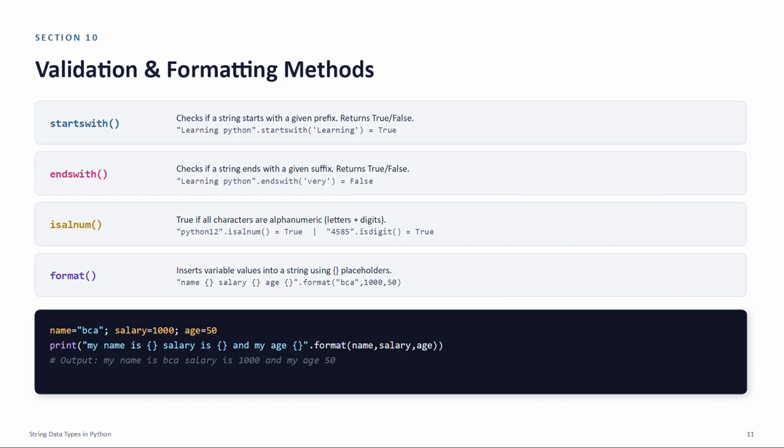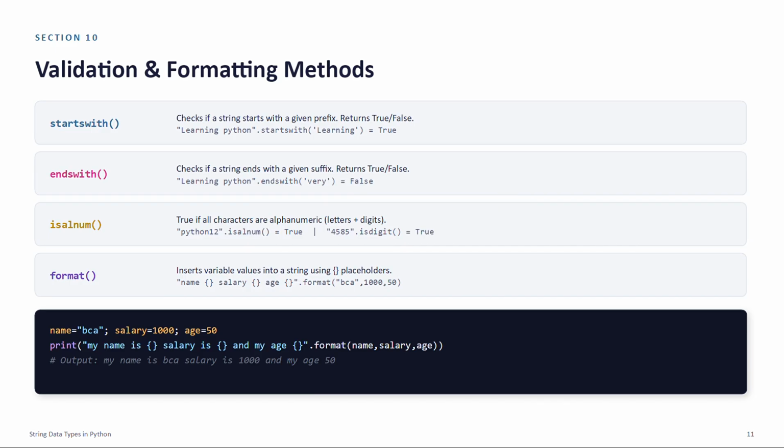Now isalnum helps us check whether the string is a combination of letters and digits, that is, alphanumeric. So Python12 isalnum? Yes, it is alphanumeric, the combination of digits and letters, so the output will be true. Now in the side you can see 4585 dot isdigit. Isdigit means it will check whether the particular thing contains only digits. Yes, 4585 is all digits, so the output should be true.